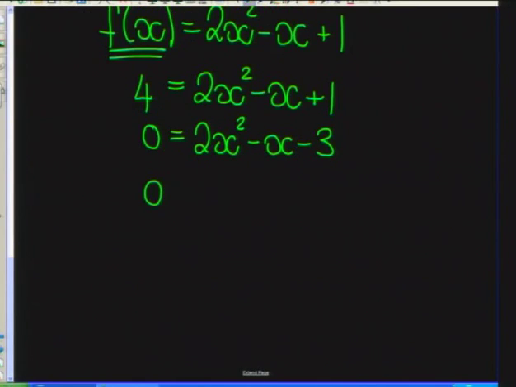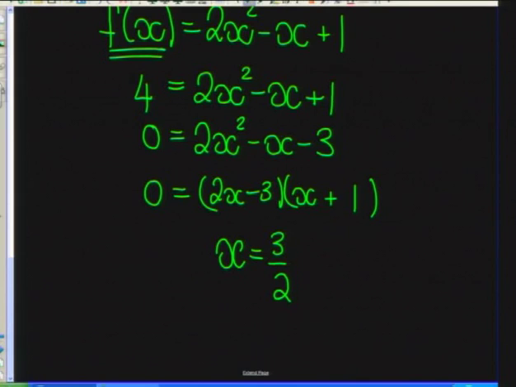Okay, this is just a good old quadratic equation which we need to solve. All right, so we're going to have a 2x and an x. That would have to be 3 there, and that would have to be 1 there, and we'd have to have a minus and a plus. Okay, so x is equal to 3 over 2, and x is equal to negative 1.